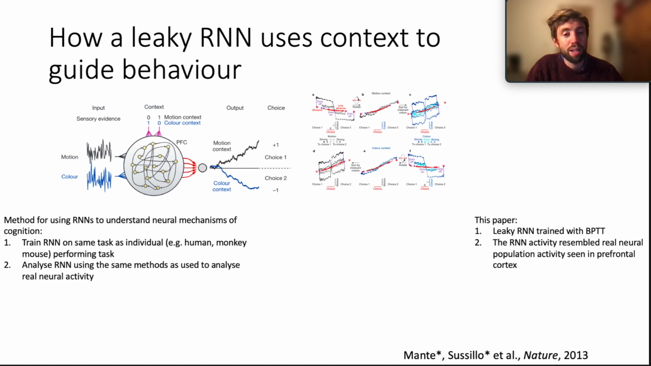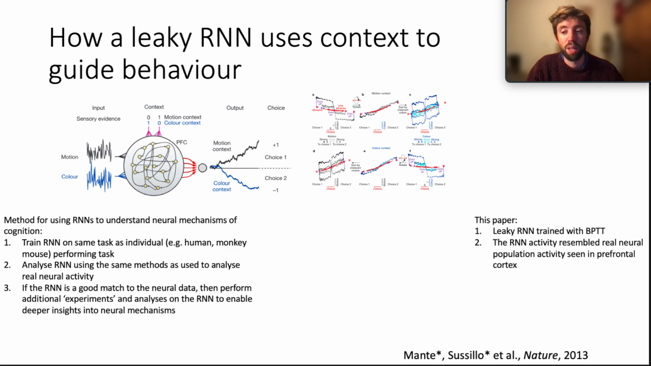And they found that the RNN activity resembled the real neural population activity seen in the prefrontal cortex much better than any of the previously proposed hypotheses or alternative models. And the third step is, if this second step has shown that the RNN is a good match to the neural data, then you can perform additional experiments and analyses on the RNN that may be infeasible or very costly to perform on an animal or human subject.